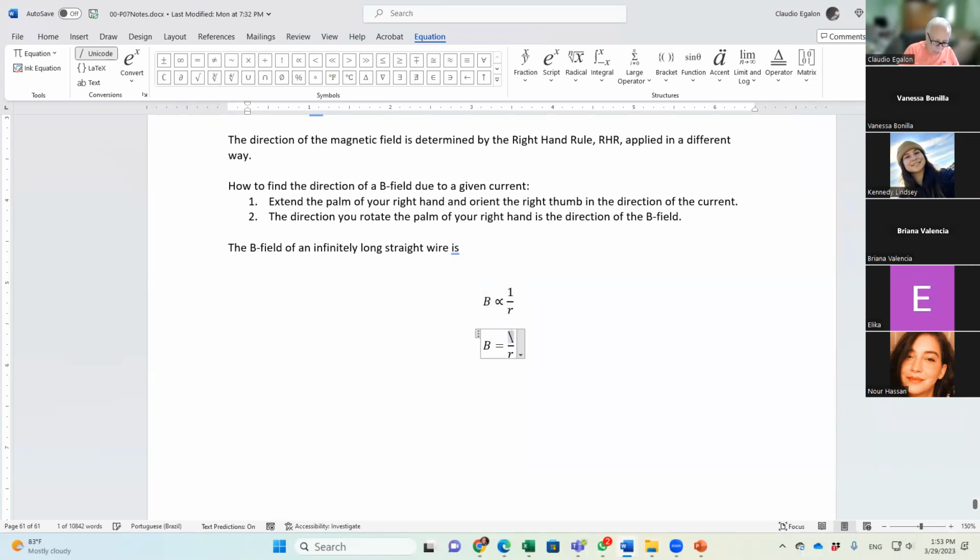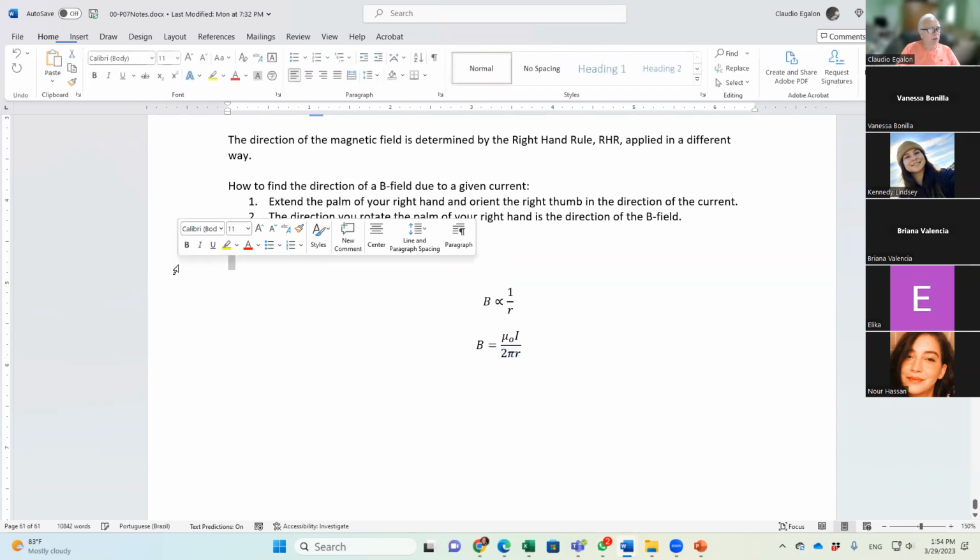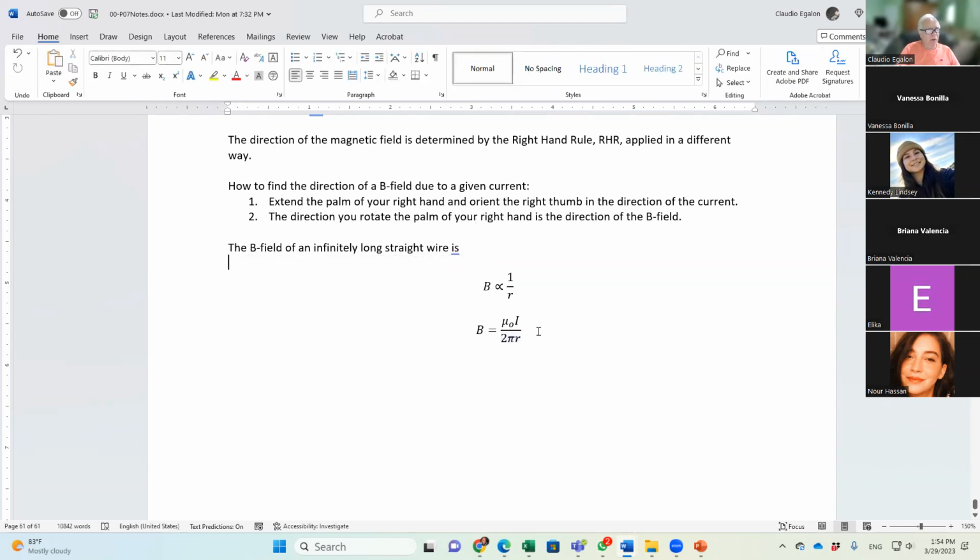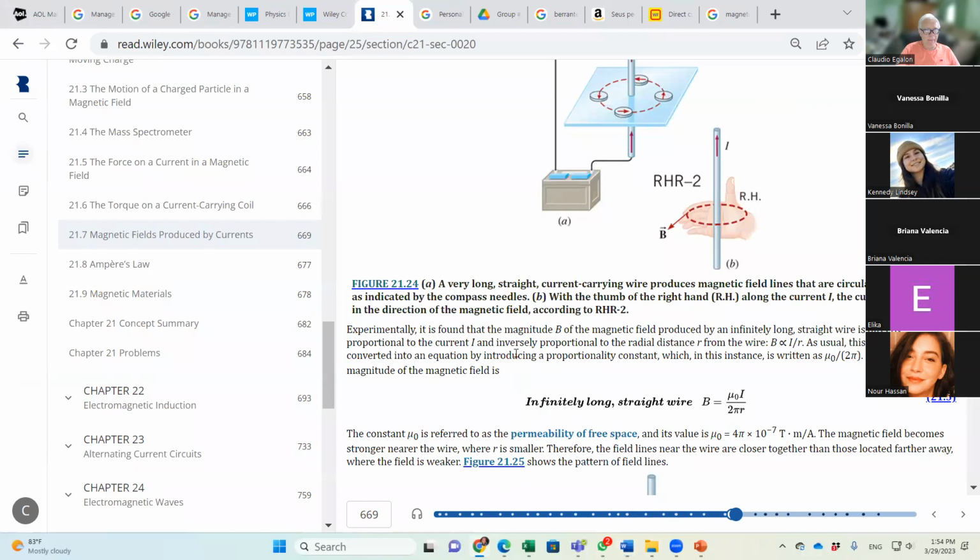What else is important for you to know is that the magnetic field is always proportional to the current, just like the electric field is always proportional to the electric charge. The magnetic field is directly proportional to the electric current. The field of the long straight wire is what's given here.